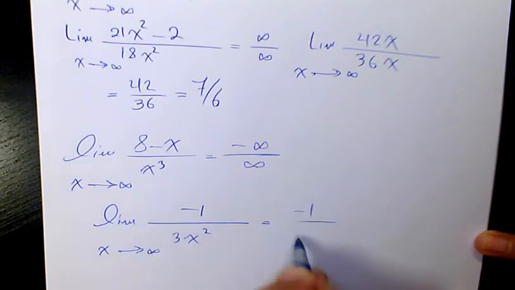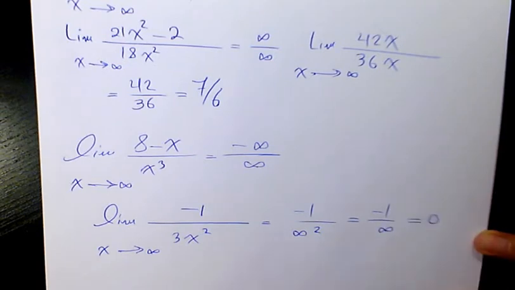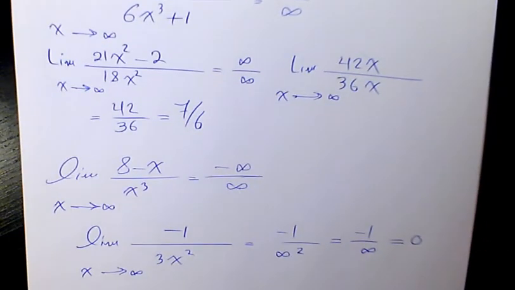That's going to be negative 1 over 3x squared. Negative 1 over infinity is going to be equal to 0. That's how we use L'Hopital's rule in order to find out the limit when we are dealing with indeterminate forms.